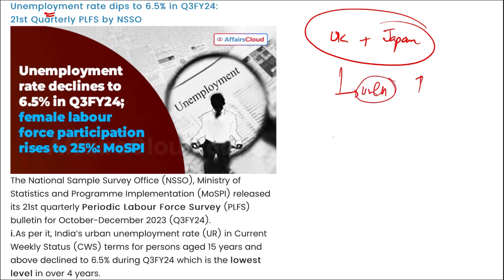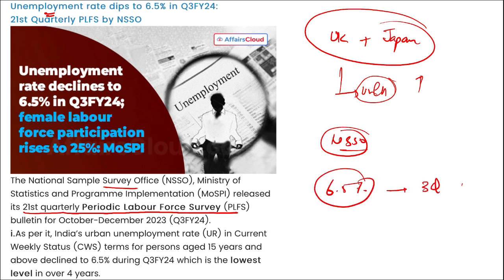Right? So if we talk about the data released by NSSO, that is National Sample Survey Office, they have released their 21st quarterly periodic labor force survey, and according to this survey, the unemployment rate has dipped to 6.5% in the third quarter of fiscal year 24. Right, this third quarter is from October to December. Take a note of this. And this data states that this 6.5% unemployment is the lowest level that we have seen in over the last 4 years. Correct.